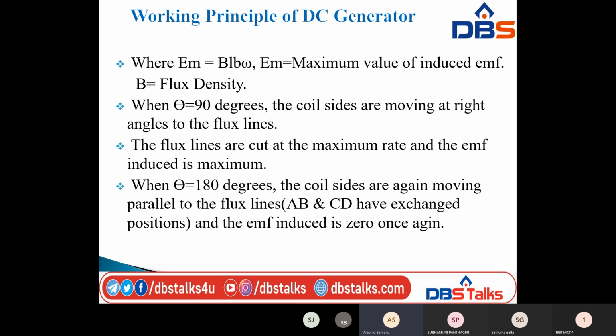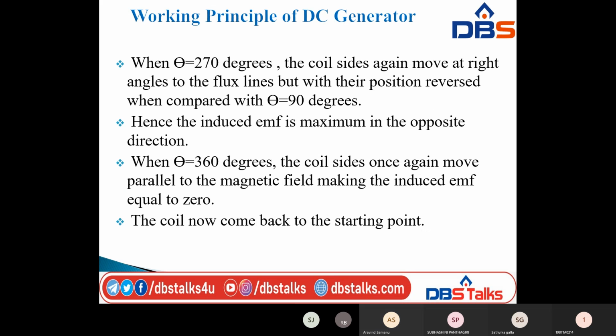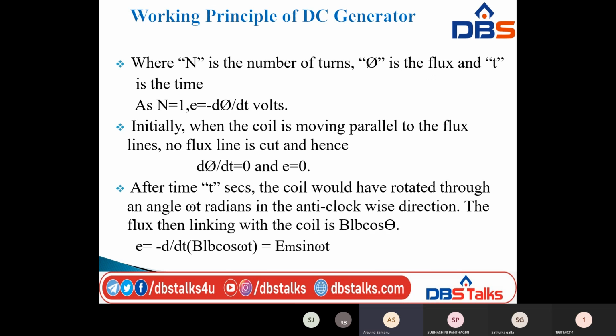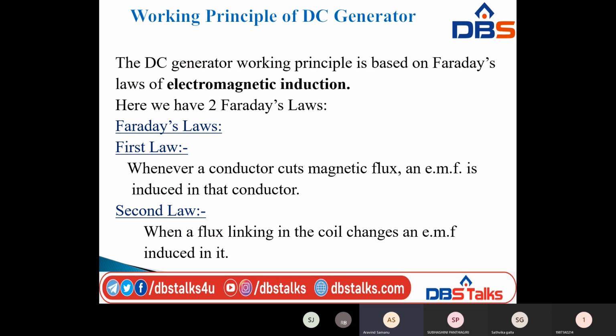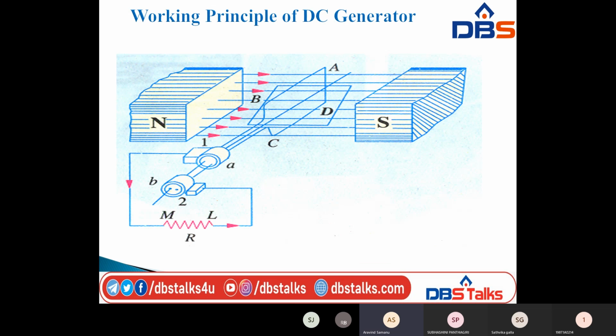So when theta is equal to 90 degrees, that means coming to the diagram here, when the theta angle is 90 degrees, when the conductor is rotated through 90 degrees, at that time the coil sides are moving at right angles to the flux lines. Here the flux lines are cut at the maximum rate, and the EMF induced is maximum.